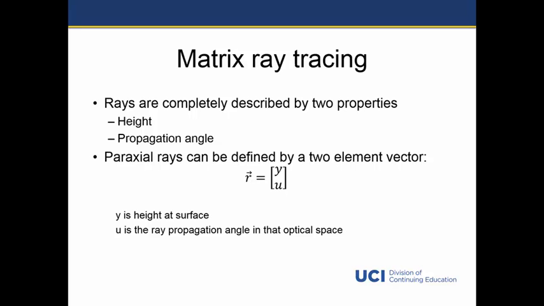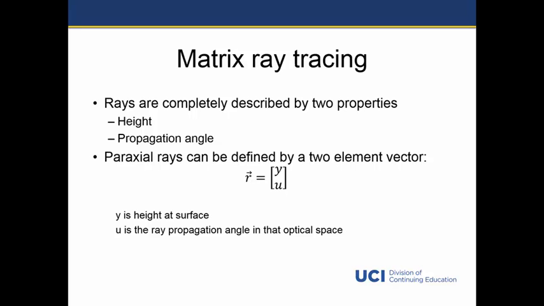Another way of doing ray tracing, and I'm not going to concentrate on this one as much during the class, although it is extremely useful, is to do the ray tracing in terms of matrices. Any ray paraxially is defined in terms of two properties, its height and its slope. So we can define any of our paraxial rays simply by using a two-element vector. So our vector is simply a function of height and slope. Y being the height at a surface, and u being the ray propagation angle or the ray slope in that optical space.